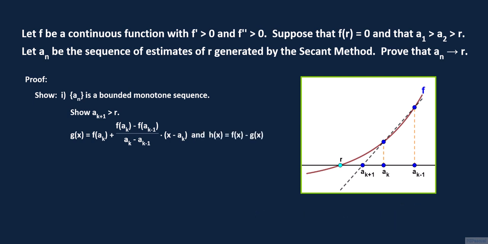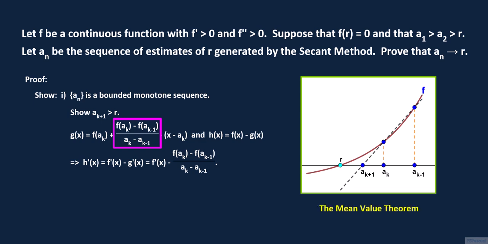Then we define the function h where h(x) = f(x) − g(x). And so h′(x) = f′(x) − g′(x). g′(x) is just the slope of the secant line, so that h′(x) equals this quantity. It is now time for the mean value theorem. Since f is differentiable, there should be a value c between aₖ and aₖ₋₁ such that f′(c) equals the slope of the secant line. And so h′(x) is also equal to f′(x) − f′(c).